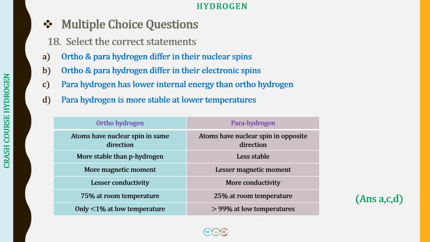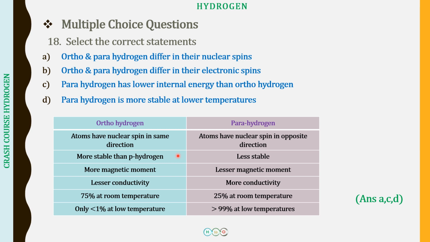So orthohydrogen is the one where the atoms, when they form the hydrogen molecule, have the nuclear spin in the same direction, whereas in parahydrogen the atoms have nuclear spin in the opposite direction. Now, orthohydrogen is more stable than parahydrogen, and therefore parahydrogen is going to be less stable. And when we talk about stability, the stability of parahydrogen is going to be more at a lower temperature.